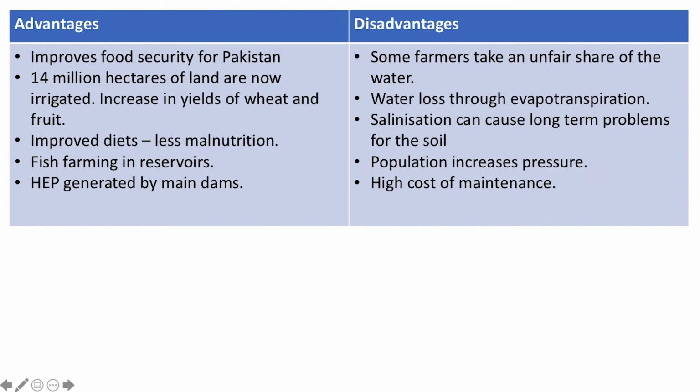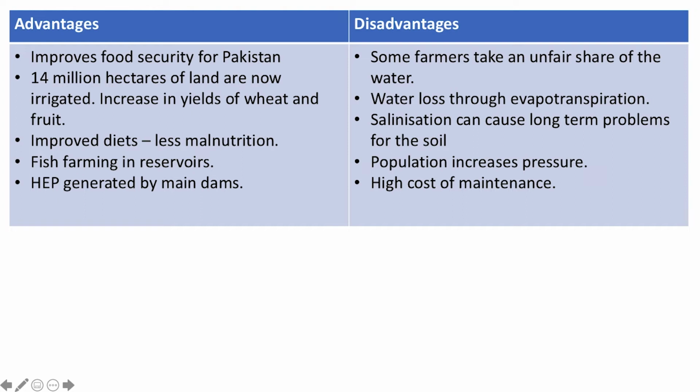However, there are disadvantages, and those include some farmers are taking an unfair share of the water. So if you're further up the canal system, people are taking more water, leaving less water for those people nearer to the Arabian Sea. Water is lost through evapotranspiration, and that leads to salinisation, which causes long-term problems for the soil.